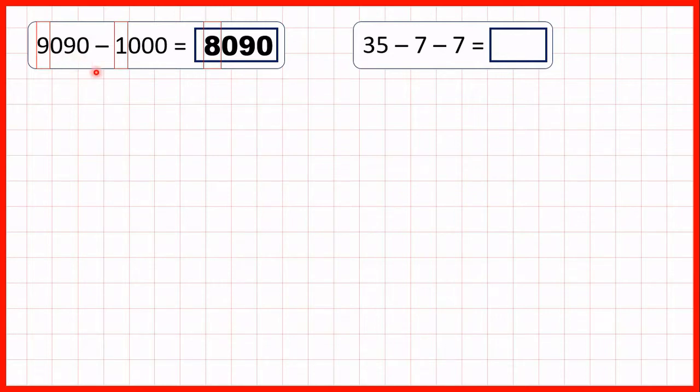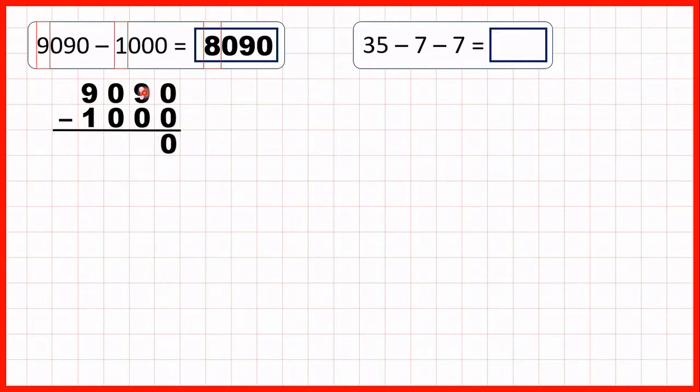But if we're not sure, we can always set it out as a column subtraction. 0 take away 0 is 0, 9 minus 0 is 9, 0 minus 0 is 0, and 9 minus 1 is 8.